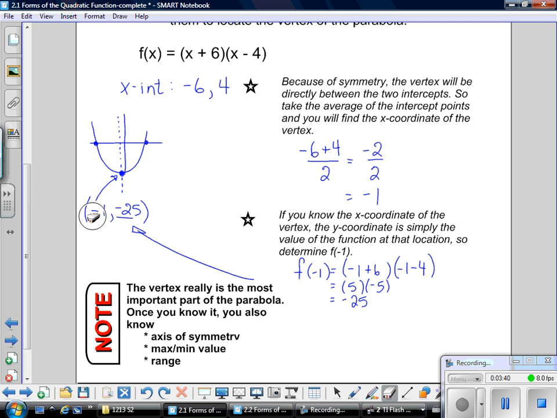All right, so we get the x value by using symmetry, and then we take that x value and substitute it back into the function to figure out the y value. Now, for us, really, the vertex is the most important part of a parabola, because once you know it, you know the axis of symmetry. In this case, it's x equals negative 1. I know its maximum or minimum value. In this case, it's a minimum value of negative 25. And I know its range from that. So really, you get a lot more information from the vertex form.